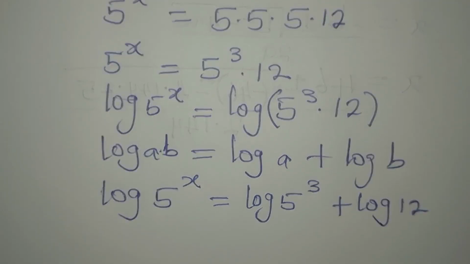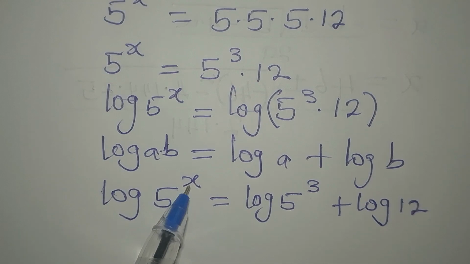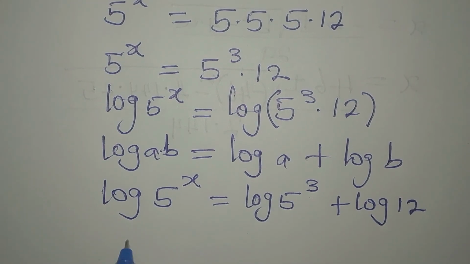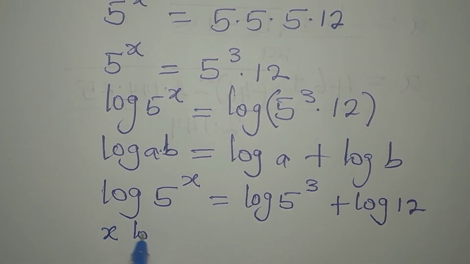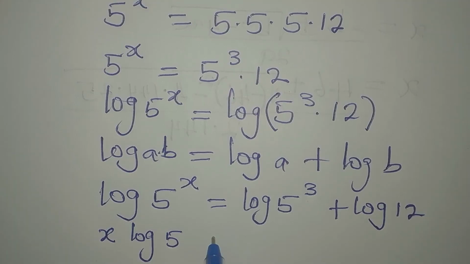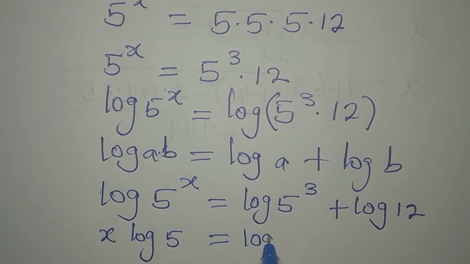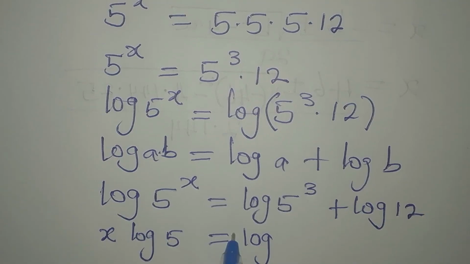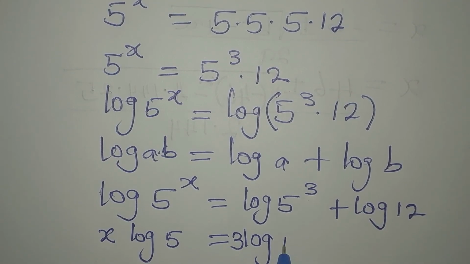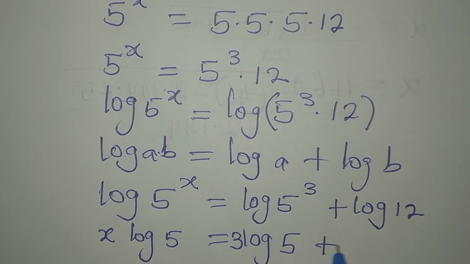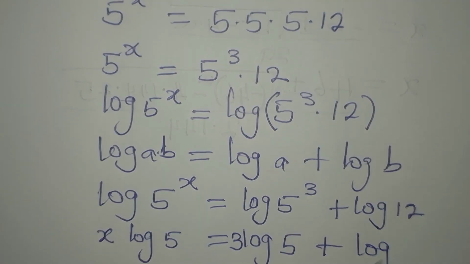Then there's another law that says the power here can always be moved behind. So here we have x log 5 to be equal to log, this 3 again is a power, so it can be shifted behind. So we have 3 here. Then we have log 5 plus, this does not have power, so we have log 12.